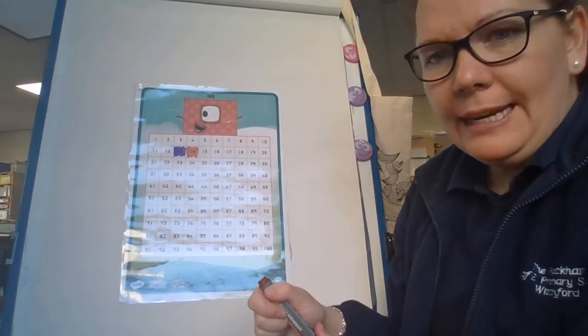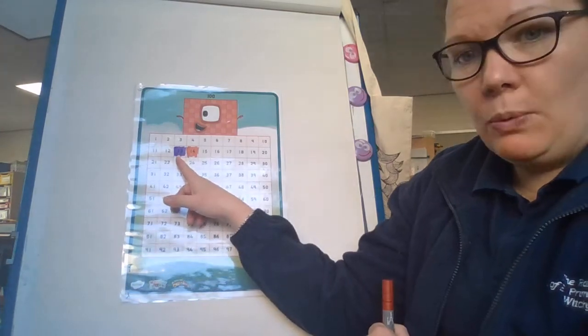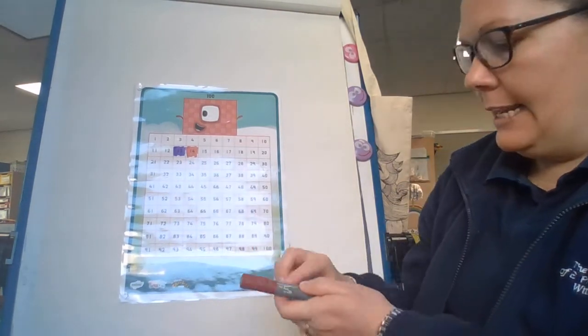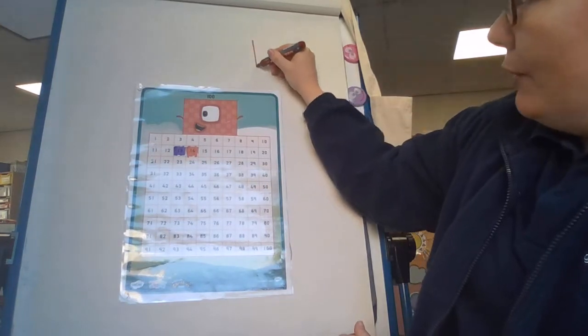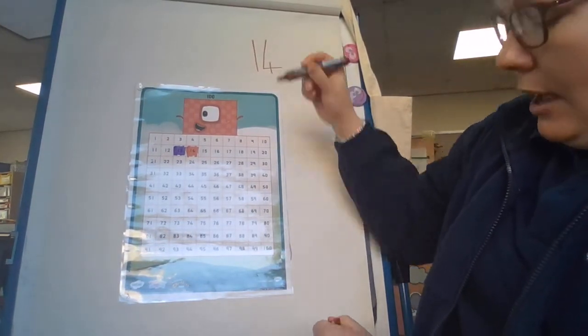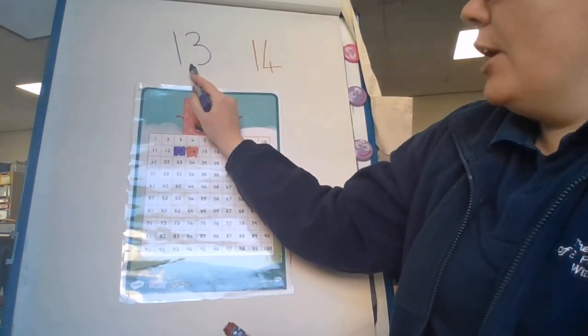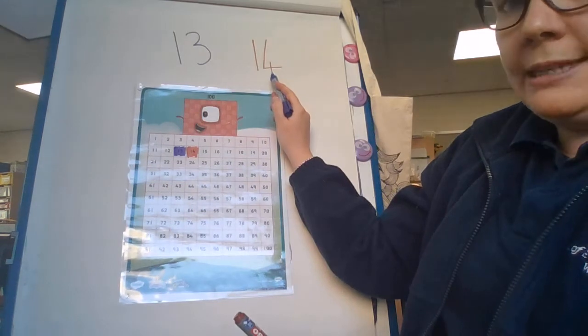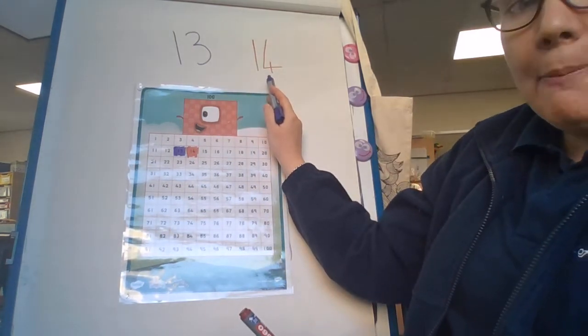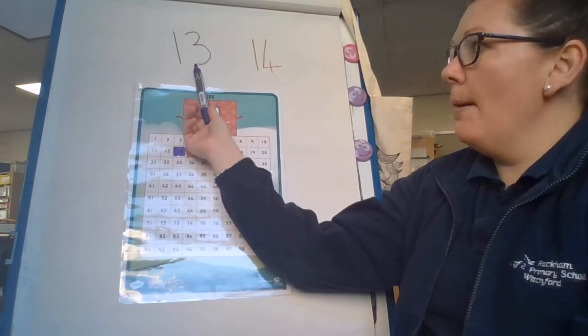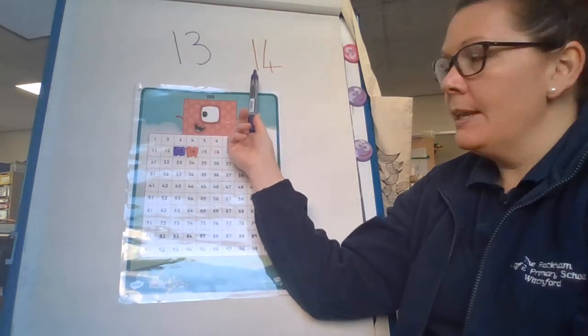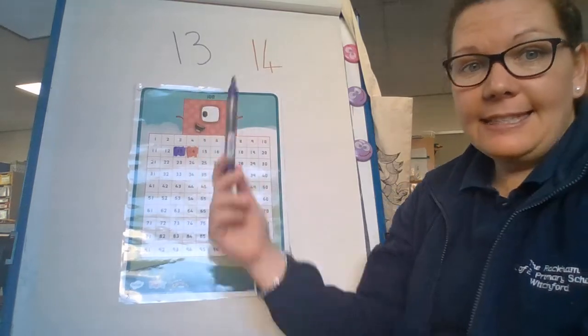Now, what we're going to be looking at today is whether we can see any patterns. What more can we find out about the number 13 and the number 14? Now, the number 13 is a 1 and a 3, and the number 14 is a 1 and a 4. We know that 13 is the smallest number and 14 is our biggest number. So we know that 1 more than 13 is 14 and 1 less than 14 is 13.